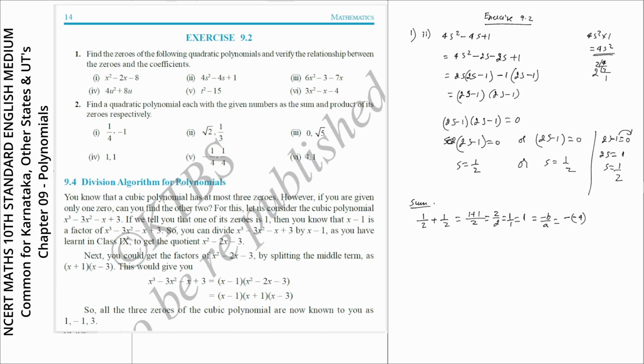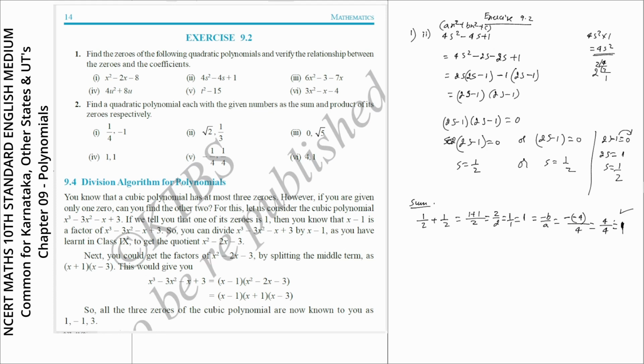Okay, so 4s square minus 4s plus 1 means that it is of the form ax square plus bx plus c. By a. What is a? A is 4. So minus 4 into minus 4 is plus 4. So 4 by 4, I'll get 1 only. So the first condition is verified.